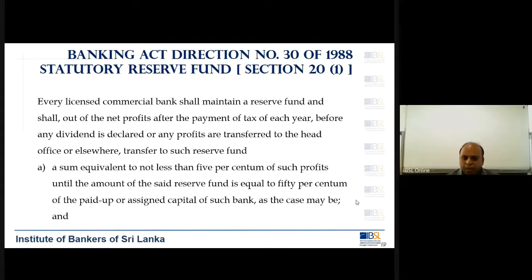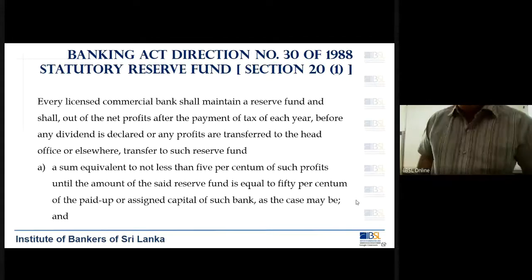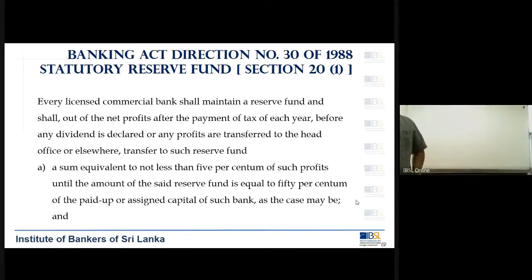Now say your bank earns a profit and this profit is calculated after tax, before you declare any dividends. So before you declare any dividends, they want you to maintain a reserve called the statutory reserve fund, and you have to maintain a certain amount. Okay. Now let me explain this on the board because you have to clearly understand this.